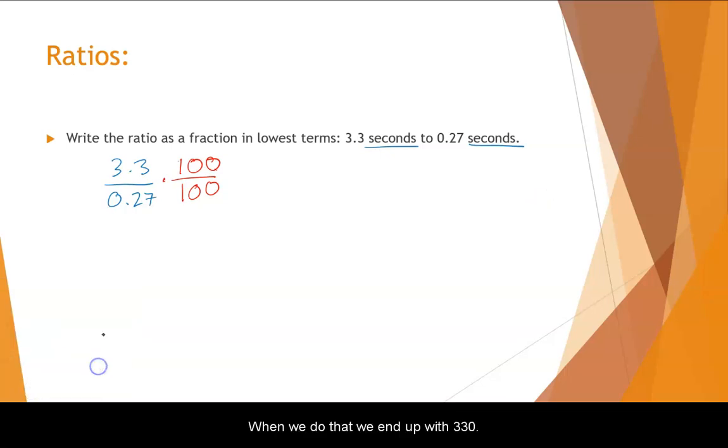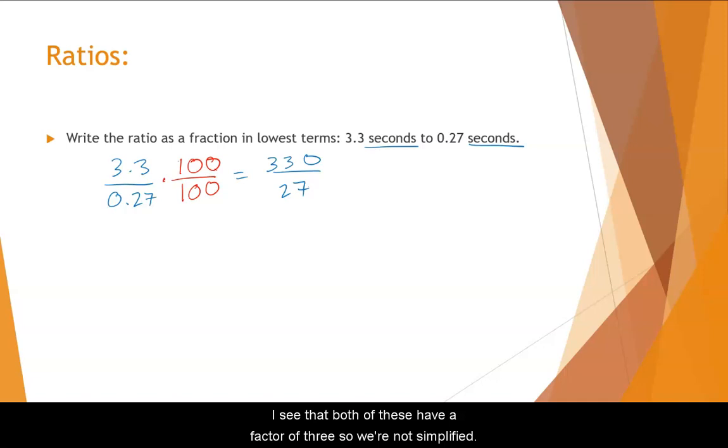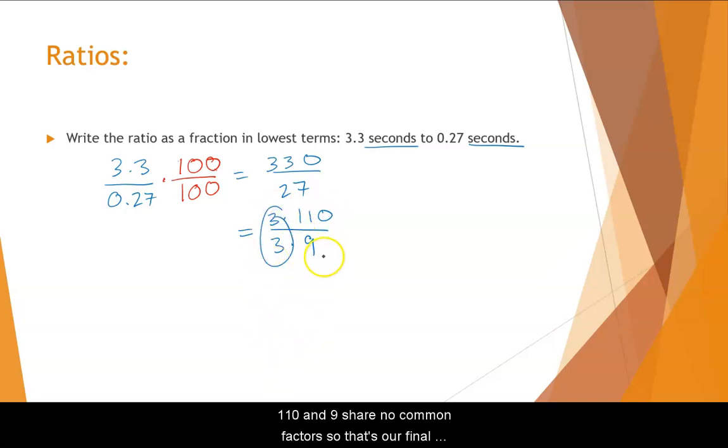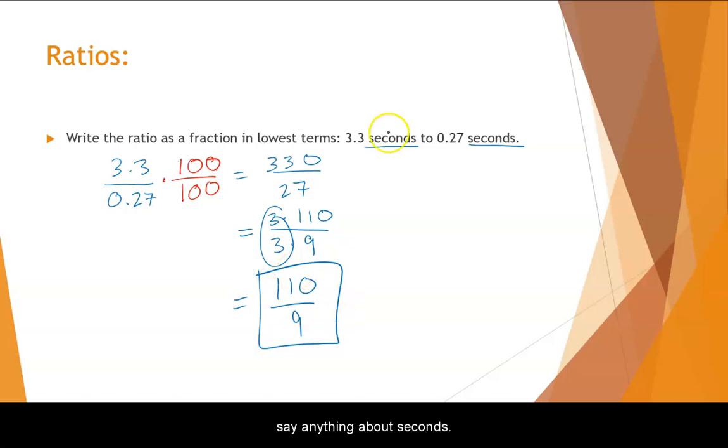Okay, when we do that, we end up with 330 over 27. I see that both of these have a factor of 3, so we're not simplified yet. I'm thinking of 330 as 3 times 110, and 27 is 3 times 9. The 3 over 3's simplify out. 110 and 9 share no common factors, so that's our final answer, 110 over 9, and I don't need to say anything about seconds.